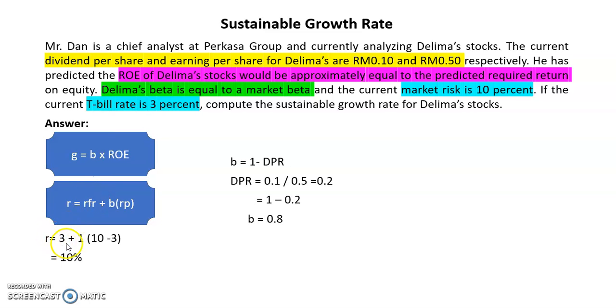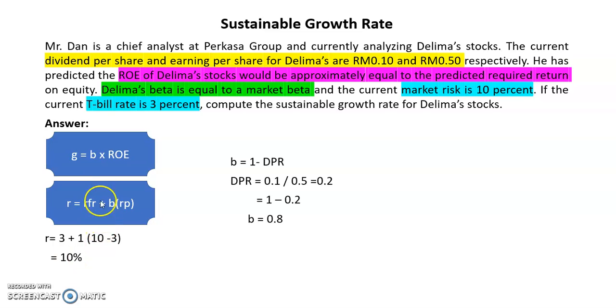Risk-free rate is 3%. Then they mentioned that the Delima beta is equal to market beta. We need to remember that market beta is always equal to 1. So we plug in 1 into the formula, and risk premium is the difference between market return minus the treasury bill rate. So we get the value of the required rate of return equal to 10%.